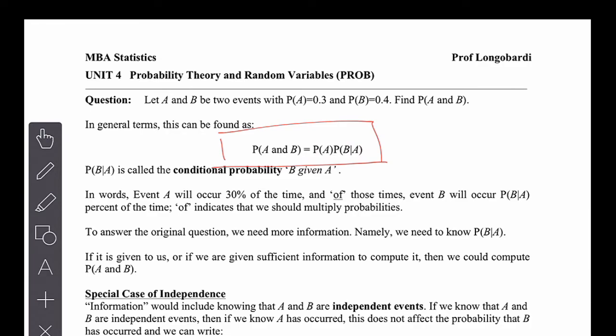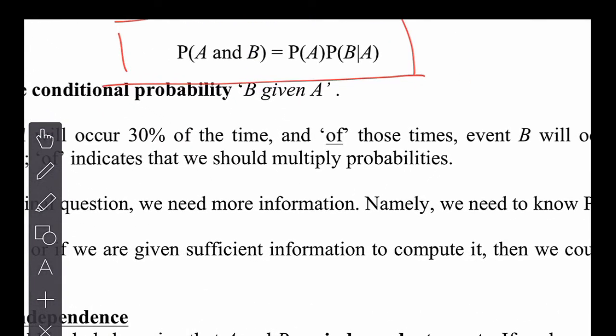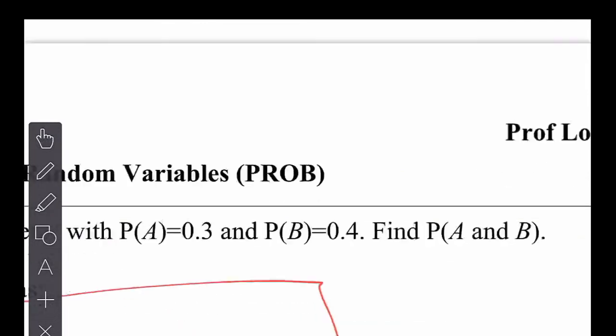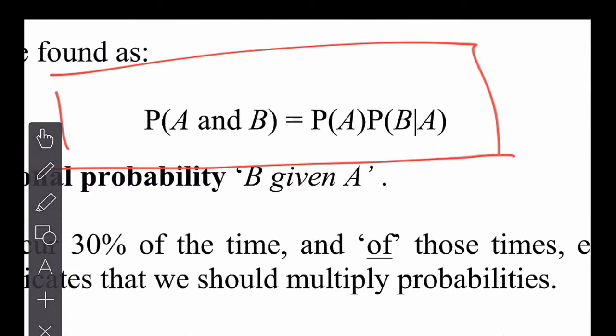Okay? This line here is given. We say given. It's known as a conditional probability: the probability of an event given that one already occurred.